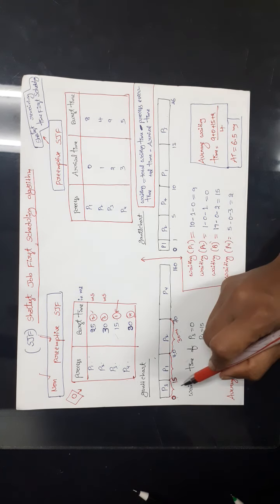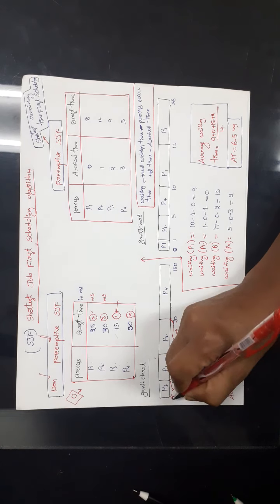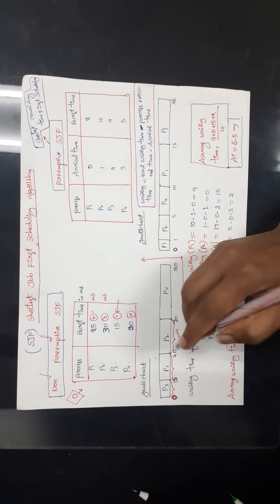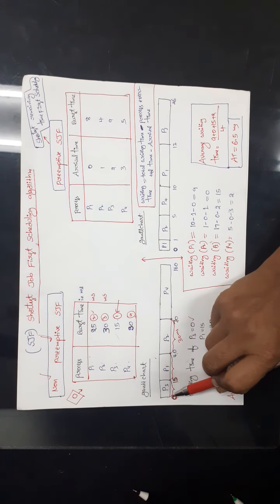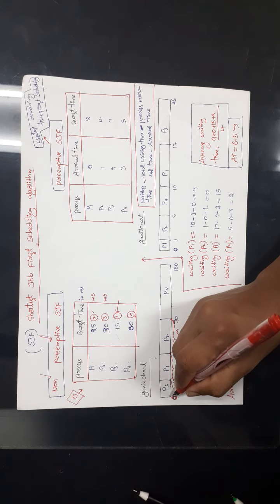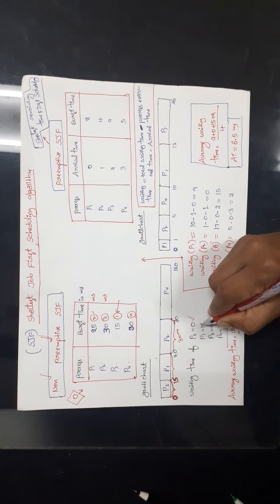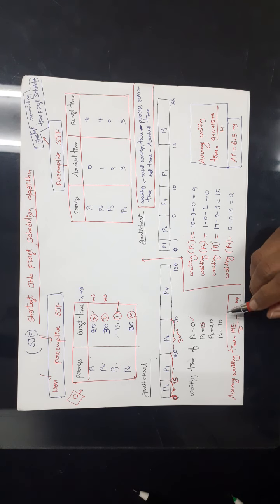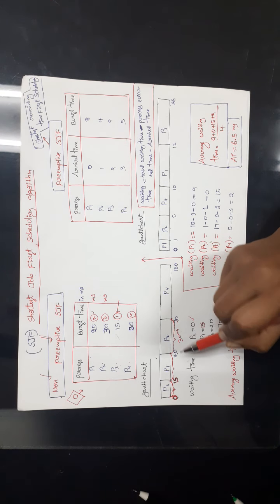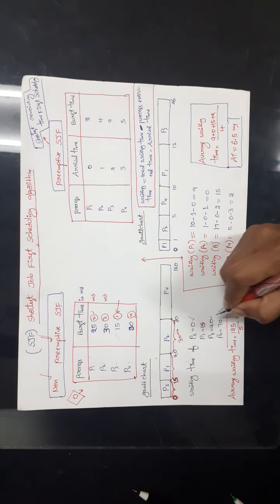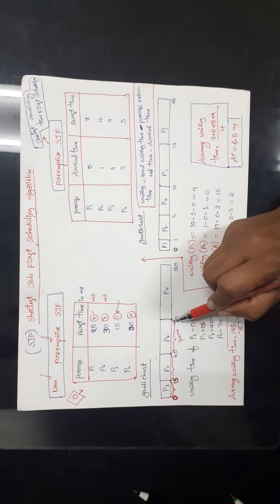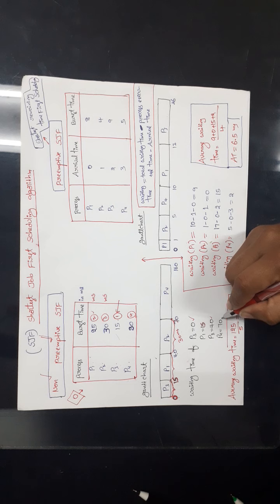So what is the waiting time of P3? P3 waiting time is 0. What is the waiting time of P1? P1 has 15. Okay, so here we have to write 15. Then what is the waiting time of P2? 40. So here I have written 40. What is the waiting time of P4? 70. So I have written 70.